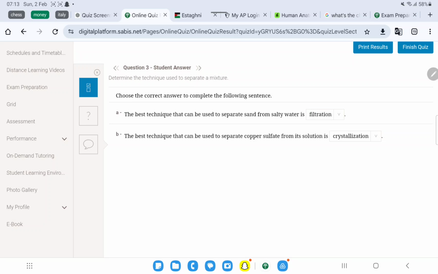In this question, for part A, they want the best technique to separate sand from salty water. Sand, we know that it is insoluble in water, so we filter it out. And the best technique to separate copper sulfate from its solution, we always use crystallization.